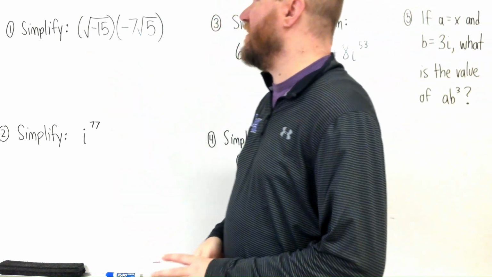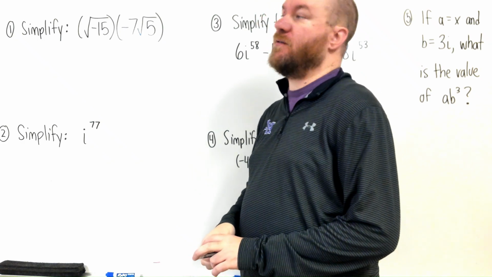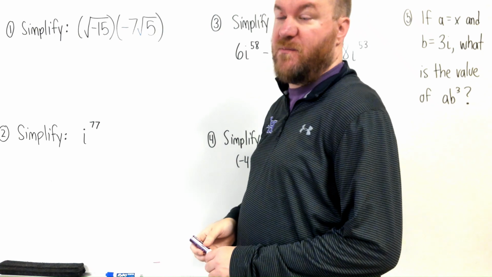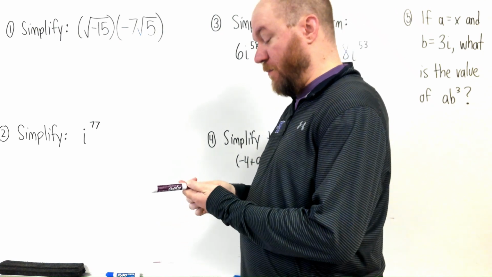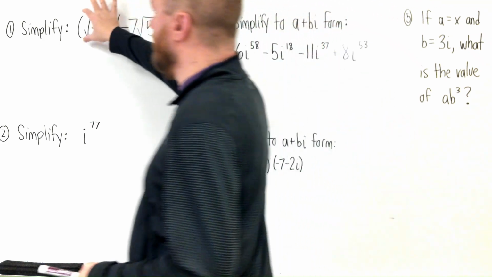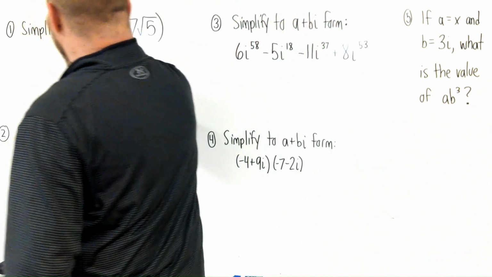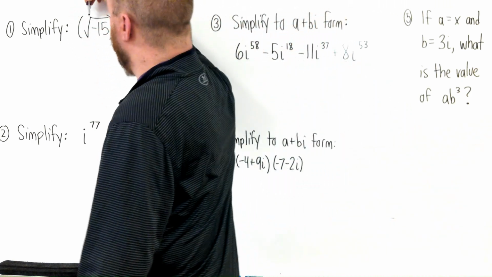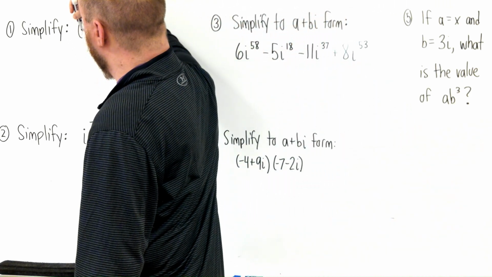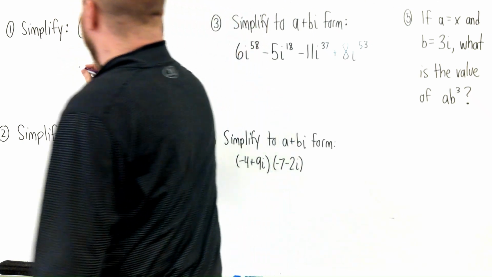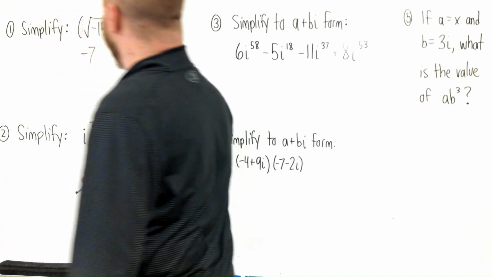This question says simplify, and it has 2 radicals that are being multiplied. Remember, 2 parentheses with nothing in between them means multiply. So to multiply radicals, we multiply the stuff in front of the radicals, and we multiply the stuff inside the radicals. We do that separately. So let's start with in front of the radicals. There's nothing here, but there is an invisible 1. So we're going to do 1 times -7, which is -7.